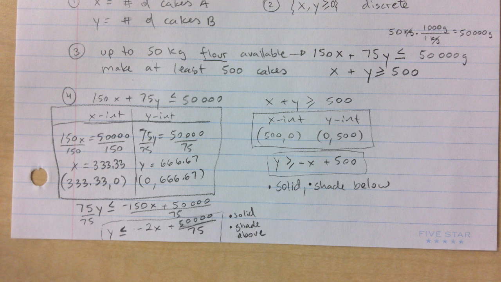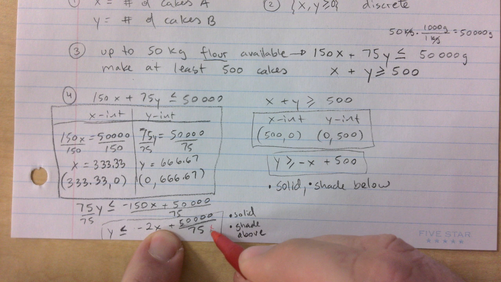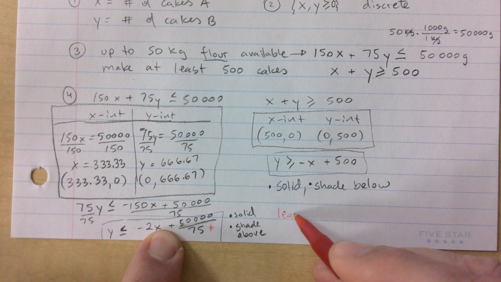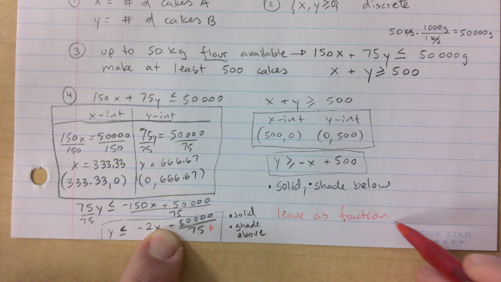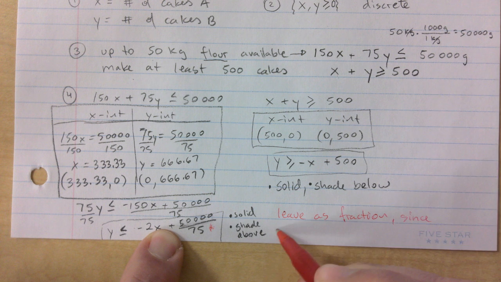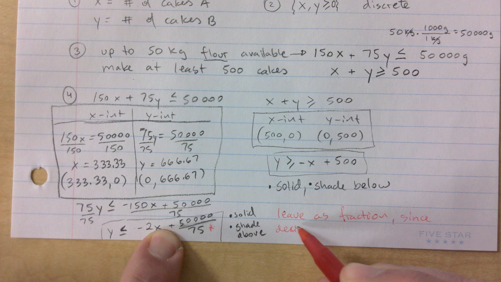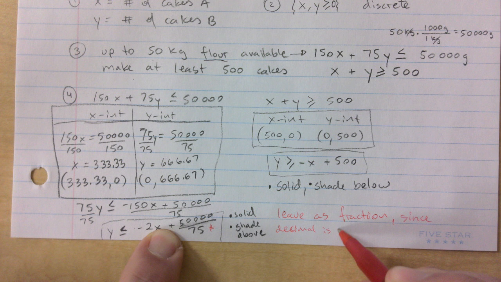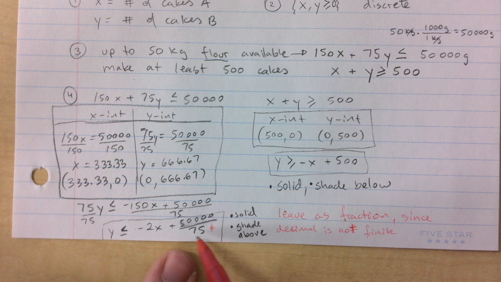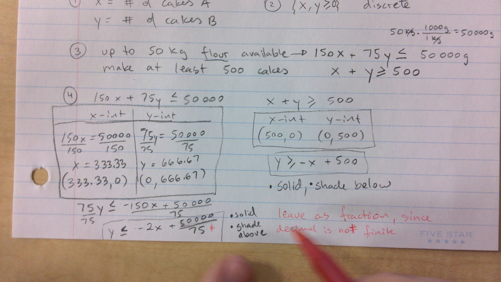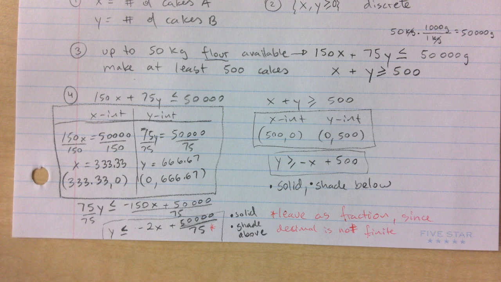So maybe let's just make a note, because you're going to forget, right? Leave as fraction, comma, since decimal is not finite. So if you're going to put a star to explain why we did that, it's because it's not finite, right? It keeps going.